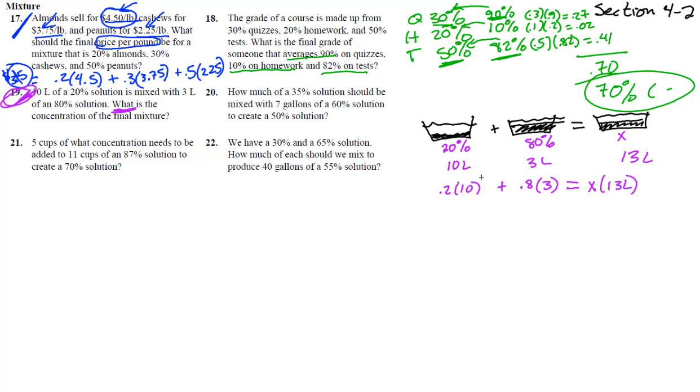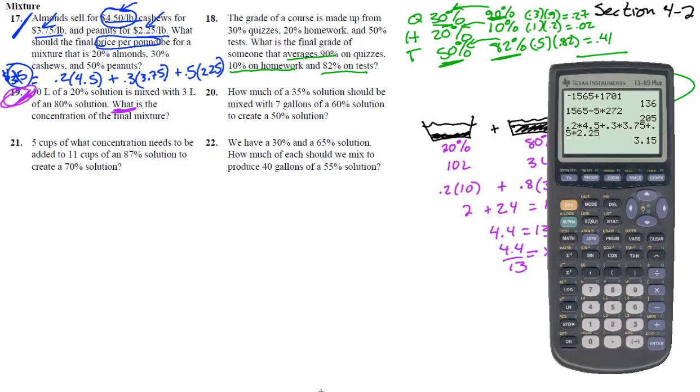Notice that this is not a system of equations. This is something that we can do just by hand. So this is 2 plus 2.4 equals 13x. I guess I didn't need to write that L in there, did I? So 13x, so we get 4.4 equals 13x. X equals 4.4 divided by 13.